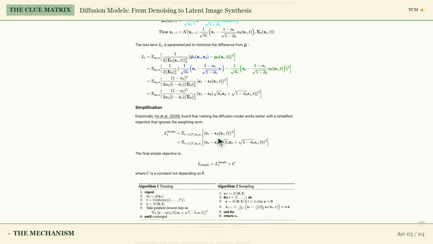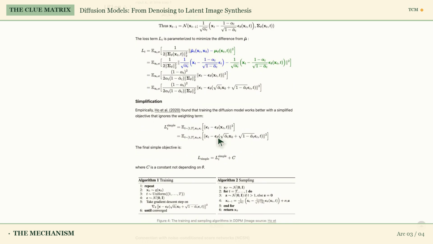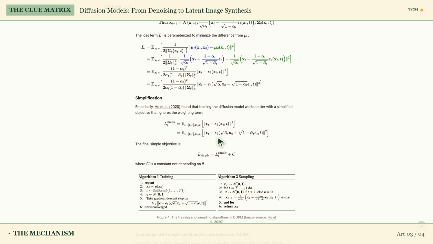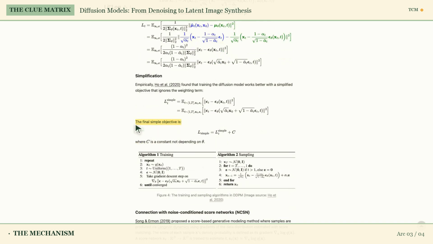The training objective for this network is surprisingly elegant. This section shows the final simple objective is to minimize the squared difference between the actual noise that was added in the forward pass and the model's predicted noise. Mathematically, we train the network to minimize L equals E of t, x of 0, epsilon of epsilon minus epsilon theta of x of t, t, squared, where epsilon is the true noise added to x of 0 to get x of t, and epsilon theta is our model's prediction.